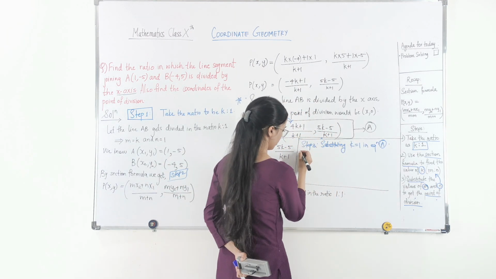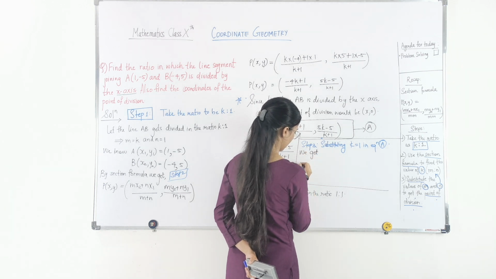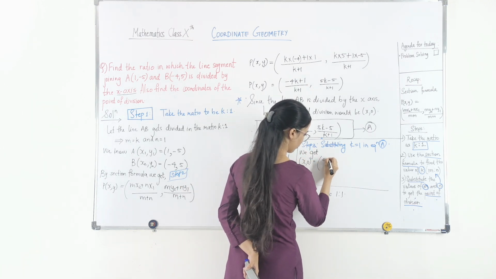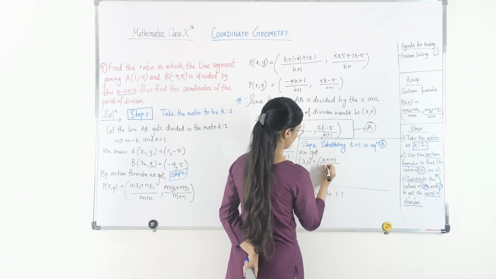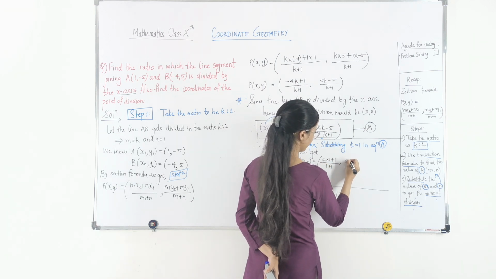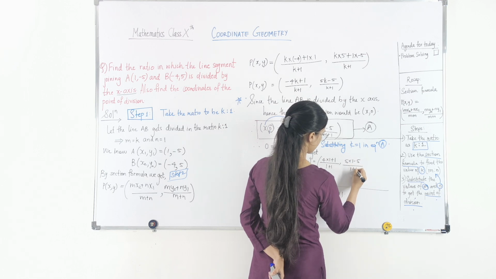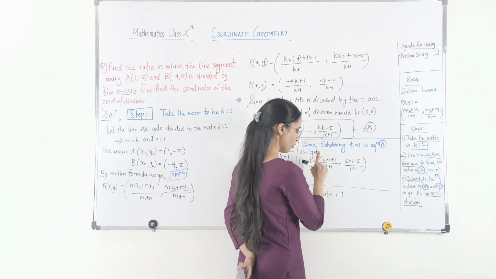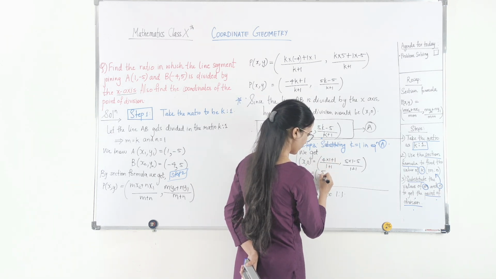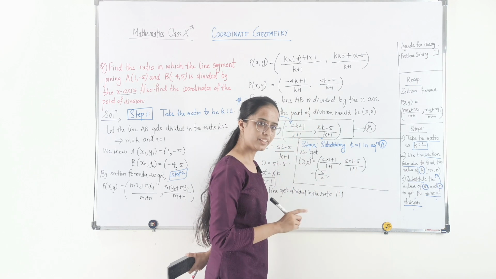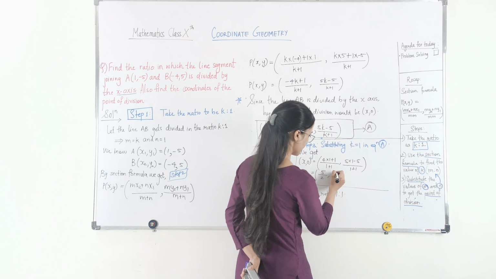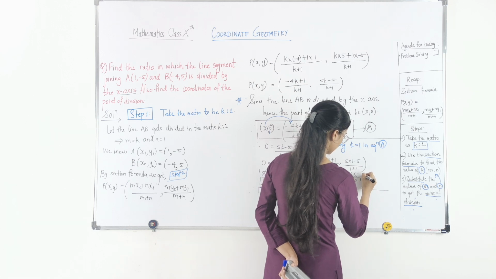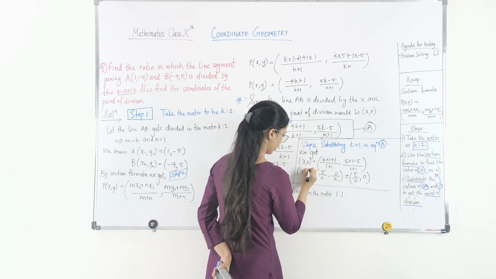We get x comma 0 is equal to, directly just substitute the value for k, which is 1. 4 into 1 plus 1 upon 1 plus 1, comma 5 into 1 minus 5 upon 1 plus 1. So that is equal to 4 into 1 is 4, 4 plus 1 is 5, 1 plus 1 is 2, 5 into 1 is 5, 5 minus 5 is 0, 0 by 2. So that is equal to 5 by 2 comma 0. So this is your point of division.